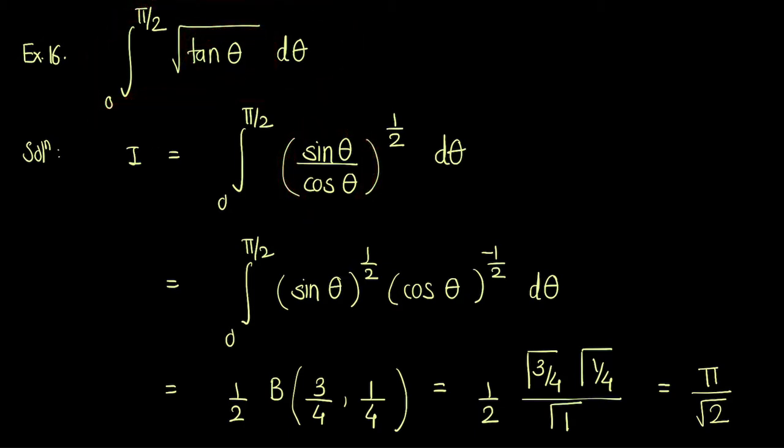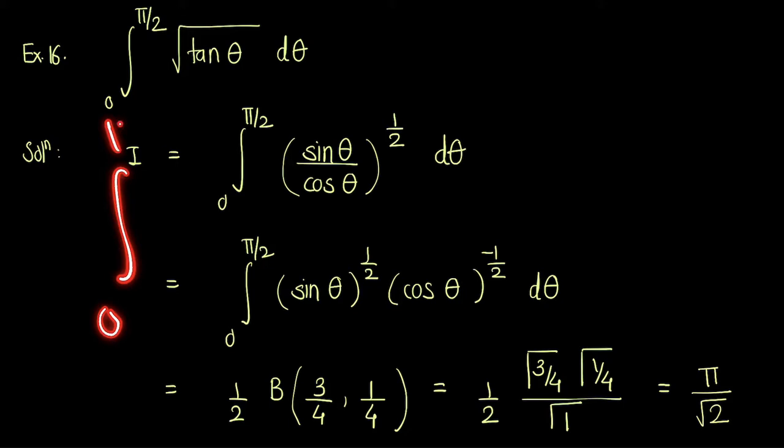So this integral will become integration 0 to pi by 2 of (sin theta upon cos theta) raised to 1 by 2 d theta. Therefore the power of sin is 1 by 2 and the power of cos is minus 1 by 2, since cos is in the denominator. Therefore this integral becomes integration 0 to pi by 2 sin theta raised to 1 by 2 cos theta raised to minus 1 by 2 d theta.